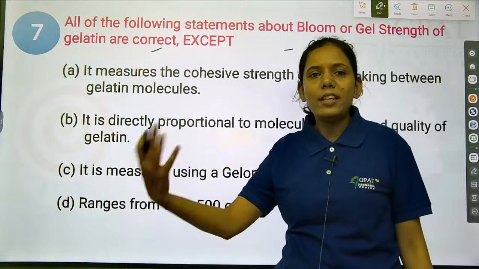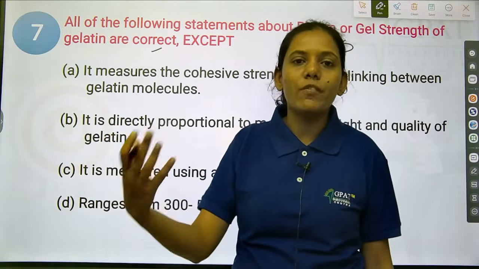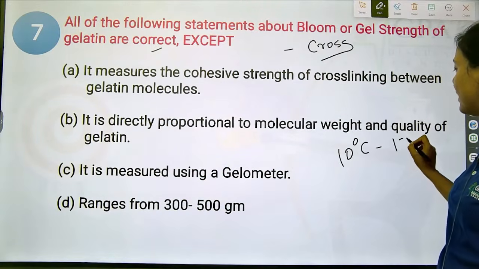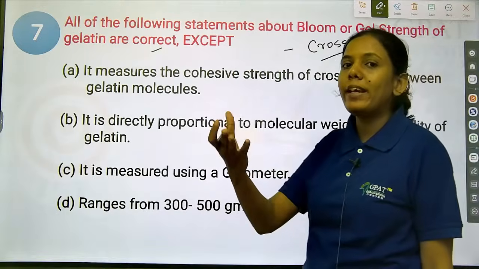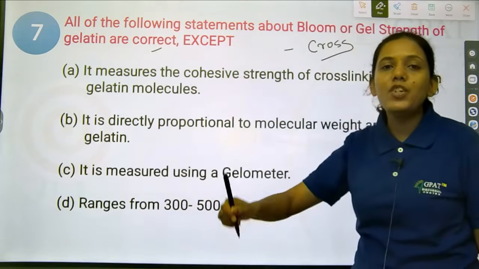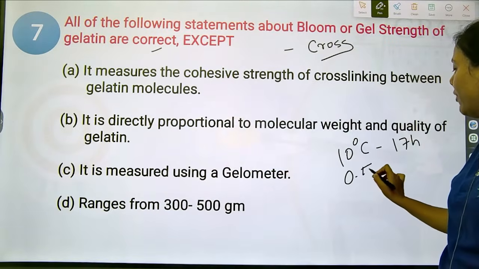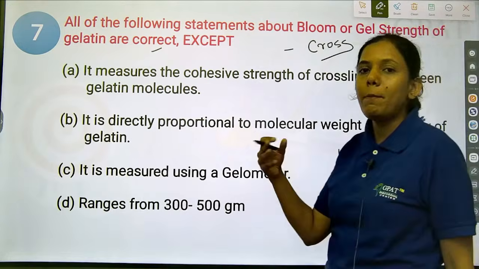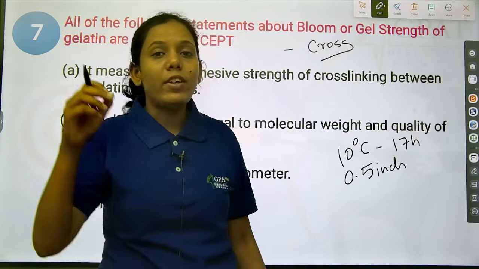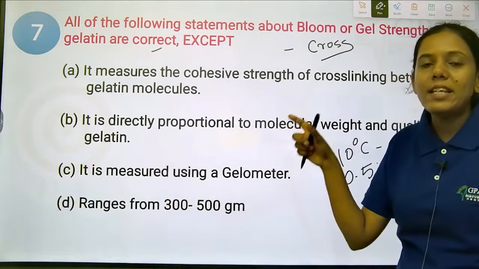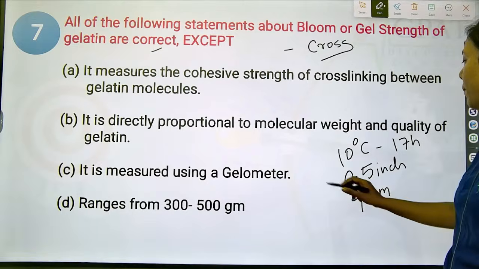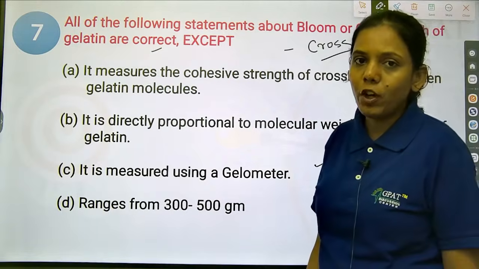Okay. So you take the gelatin solution, that is 6 2/3% of gelatin solution, keep it at 10 degrees Celsius. This is very important, 10 degrees Celsius for 17 hours. You will get a gel. Then you have to keep it for a Bloometer where the diameter of a plunger is 0.5 inches. You have to keep adding weights in the Bloometer until this 0.5 inches diameter plunger goes deep inside the gelatin. How much deep should it go? 4 mm deep. So these are very important points for the bloom strength.